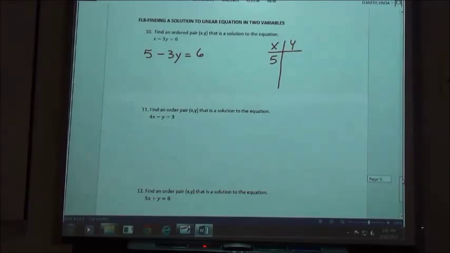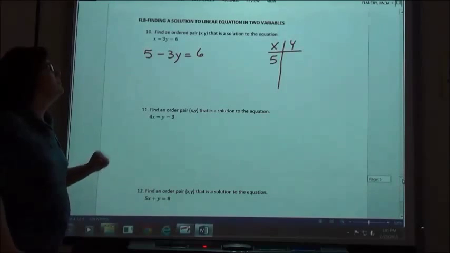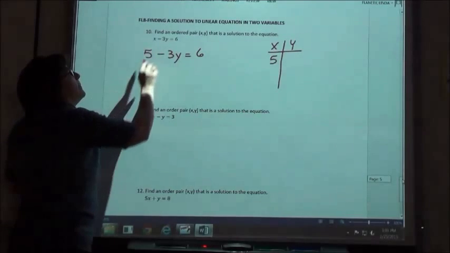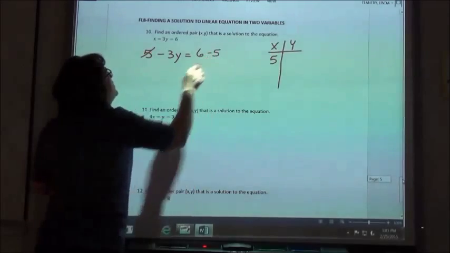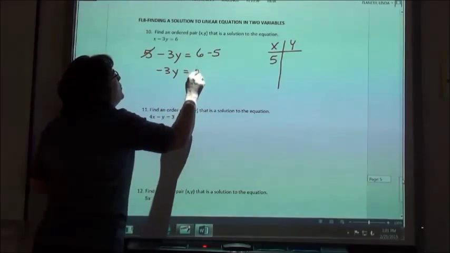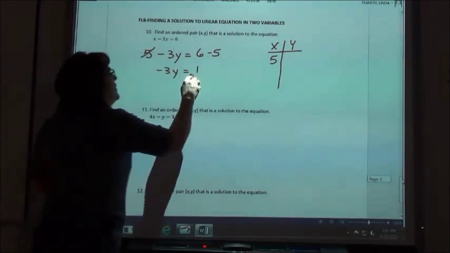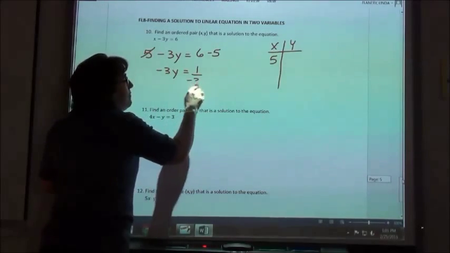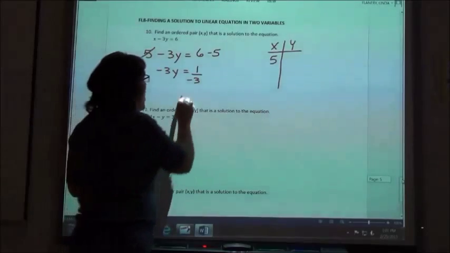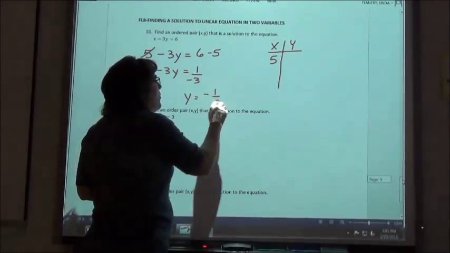How do I solve that? Minus the 5 from the 6, so negative 3y equals 1. Then I'm going to divide by negative 3, right? So y is going to equal negative 1/3.